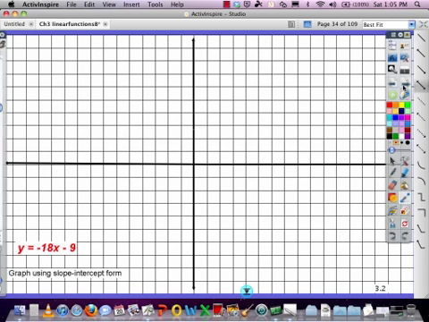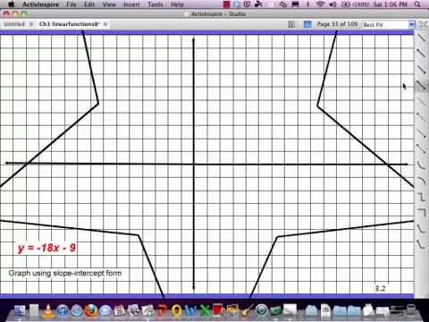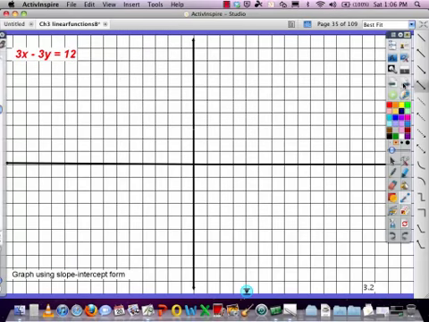Here's one that has fairly large numbers. You might want to count by 2s or 3s or 5s if you start getting big slope values and y-intercept values. But again, done the same way. Now, here's one. Graph using slope-intercept form.